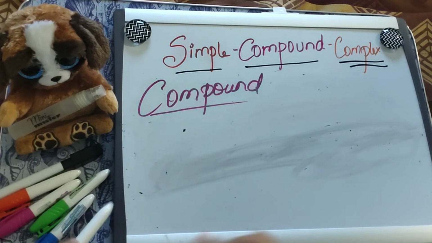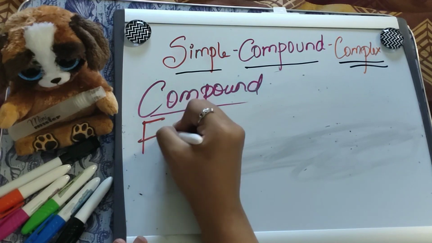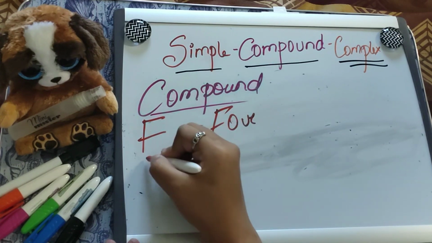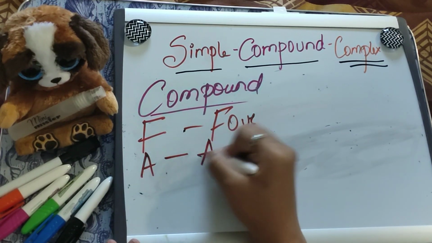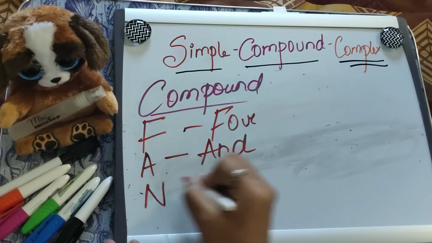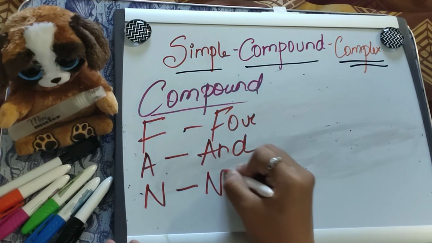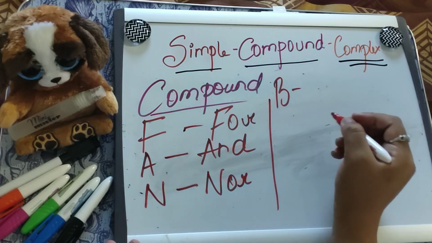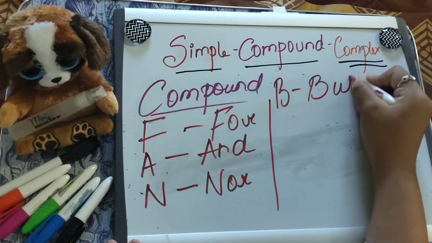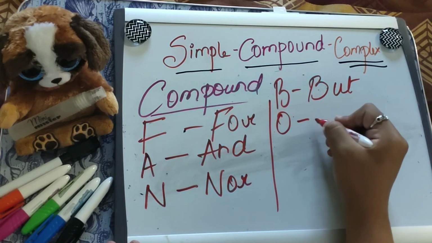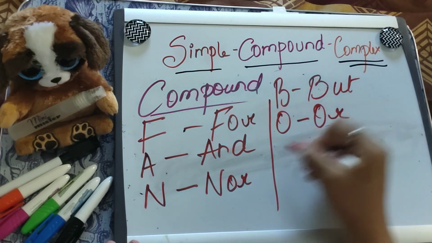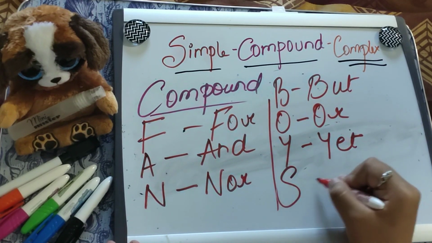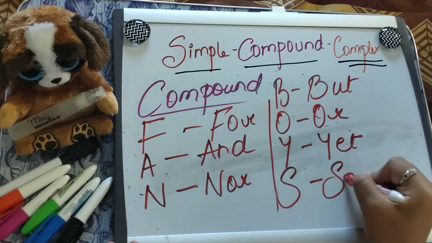we have F, and F is for. We have A, and A is and. We have N, and N is nor. We have B, and B stands for but. And we have O, and O stands for or. We have Y, Y stands for yet. We have S, and S stands for so.